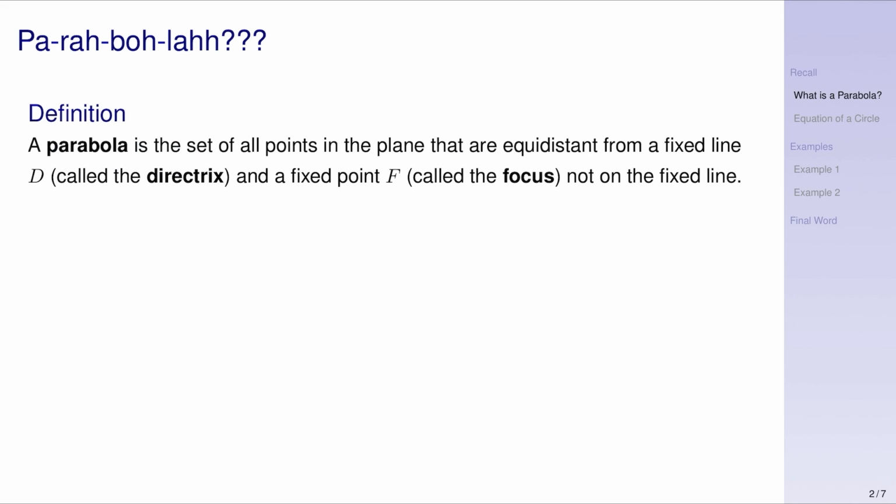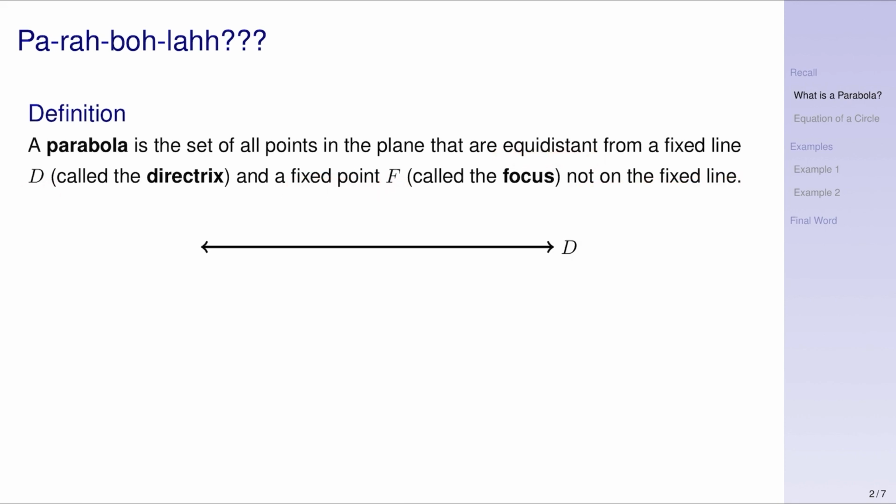Let us first define what a parabola is. By definition, a parabola is the set of all points in the plane that are equidistant from a fixed line, which we usually denote by D since it is called the directrix, and a fixed point which we usually denote by F since it is called the focus. And the key condition here is that this fixed point must not be on the fixed line. So to understand what this means, let's have an illustration.